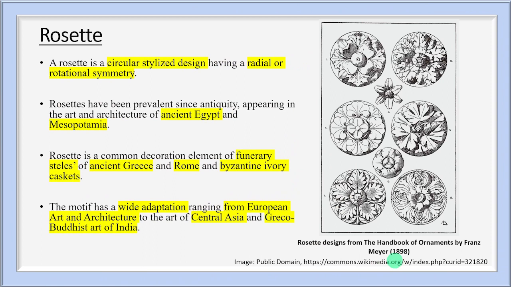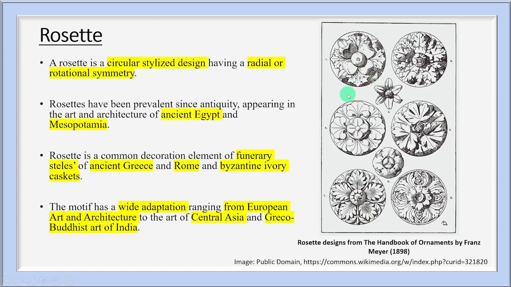So our first motif, or the third motif in the series, is rosette. A rosette is a circular stylized design that has a radial or rotational symmetry. So we have a center and elements are arranged around it.